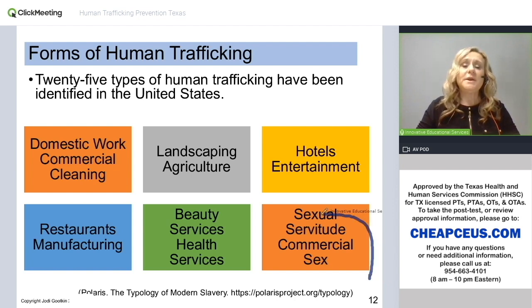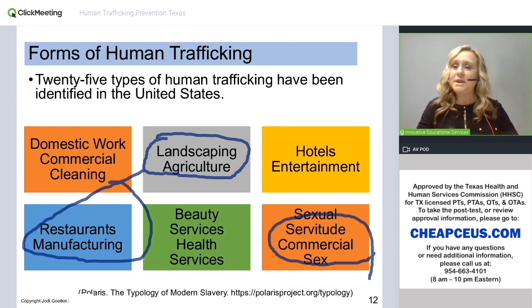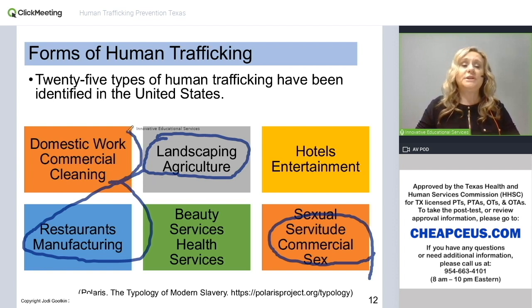The first one that may come to mind to you is sexual servitude or commercial sex acts. While that is one type of human trafficking, labor trafficking is another form that can occur in different landscaping and agriculture, as well as restaurants and manufacturing. The individuals may be in the kitchens or on the work crews that are coming in to do cleaning at a facility where you're located.